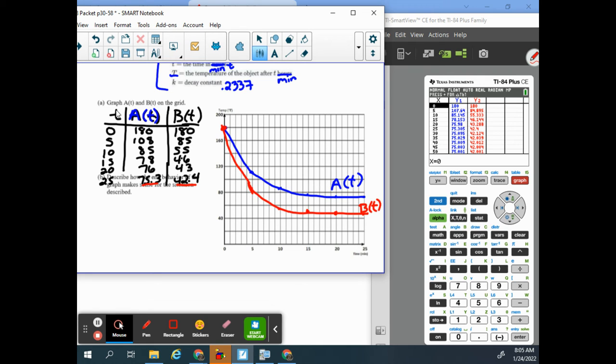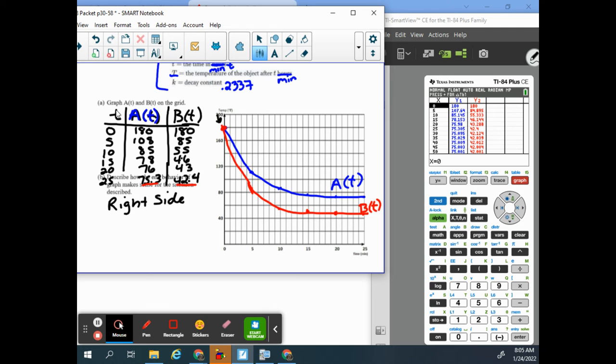So the next question says, describe how the end behavior of the graph makes sense for the situation described. And specifically, the left end behavior, like this side over here, if we talked about that end behavior, we're talking about negative time, which doesn't really have any purpose for this graph. So really, I'm talking about the end behavior on the right side.